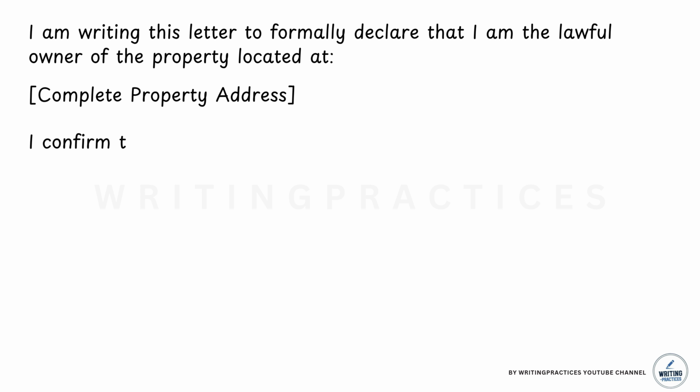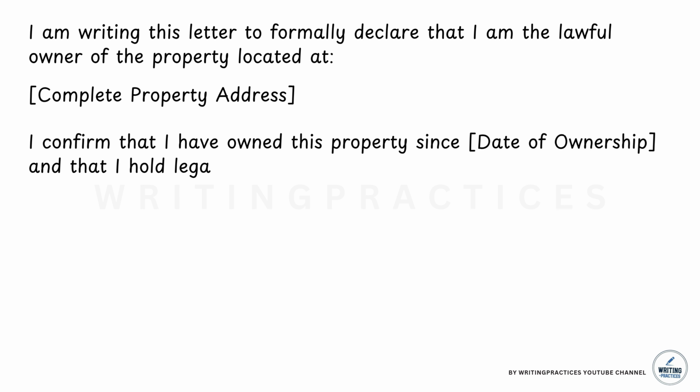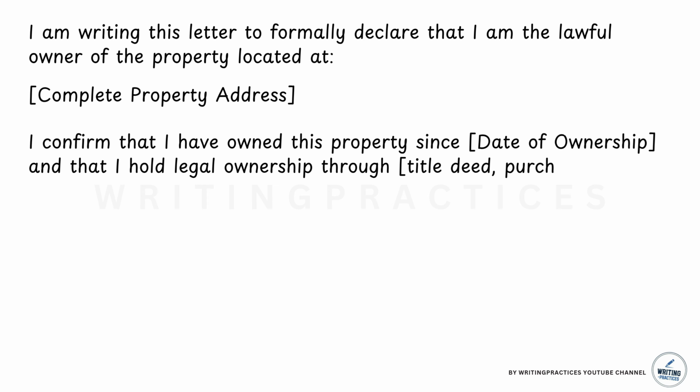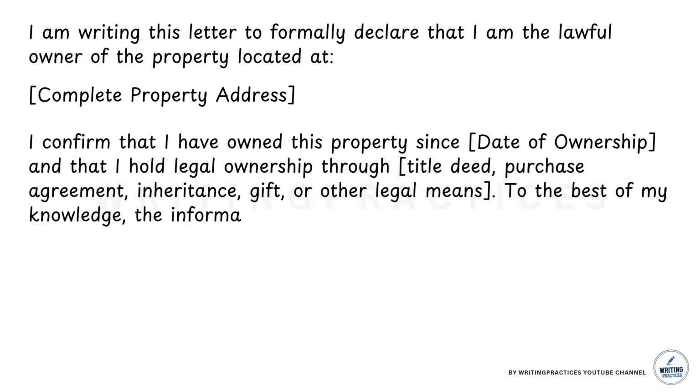Ownership confirmation paragraph. Next, explain when and how you became the owner of the property. For example, I confirm that I have owned this property since September 18, 2021, and that I hold legal ownership through a recorded purchase agreement and registered title deed. To the best of my knowledge, the information provided in this declaration is true, accurate, and complete. This paragraph confirms both the length and legal basis of your ownership.